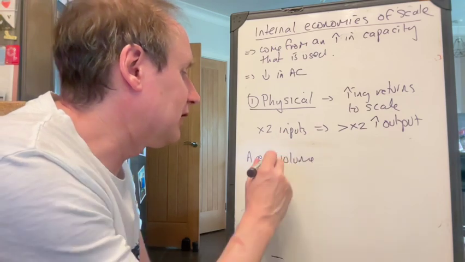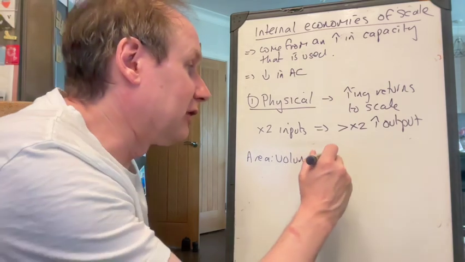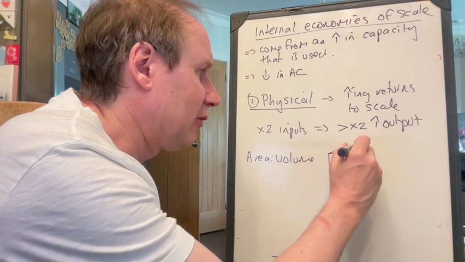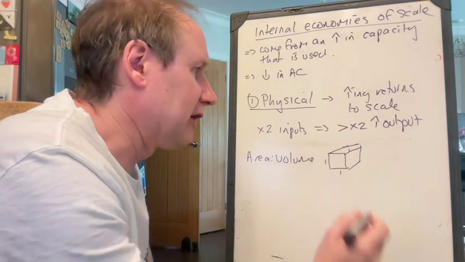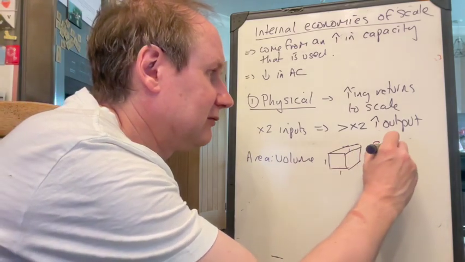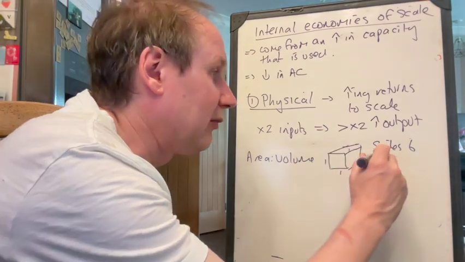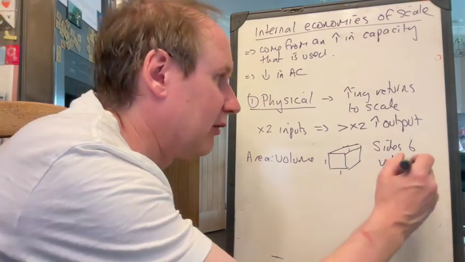Classic examples of these, one of these is what's called area volume relationships, and this is the reason that we have giant warehouses and giant supertankers. Imagine that I have a warehouse. This is a bit mathsy. Imagine that I have a warehouse like that, that has a side of one, and a side of one. It has obviously 6 sides of area 1, and it has a volume of 1 times 1 times 1, which is 1.